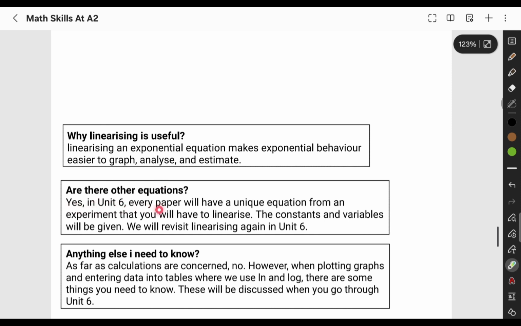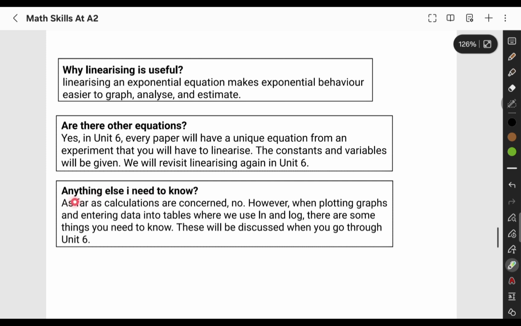Yes, in Unit 6, every paper will have a unique equation from an experiment that we'll have to linearize. The constants and variables will be given. So we will come back to this in Unit 6. So anything else you need to know? As far as calculations are concerned, no. However, plotting graphs and entering data into tables, where we use ln and log, that's something that's new. In your Paper 6 or Unit 6, you will see this. So we will go through this when we do Unit 6. Okay.